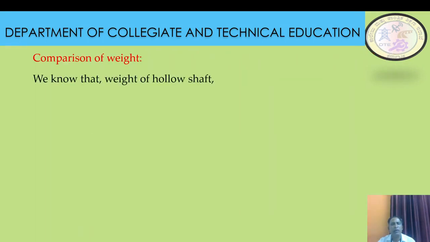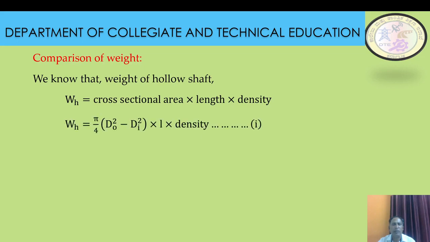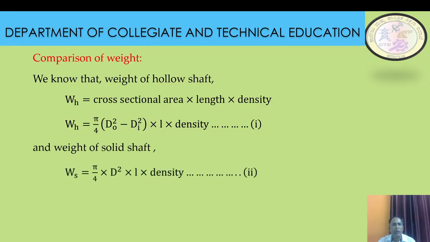Comparison of weight. First we will compare the weight of the hollow shaft with the solid shaft. As we know, the weight of the hollow shaft is weight density into cross section area into length. So the cross section area of a hollow shaft is pi by 4 into (external diameter square minus internal diameter square) into length L into density. Call this equation 1. And the weight of the solid shaft is pi by 4 into d square into L into density, that is, the cross section area of the solid shaft is pi by 4 into d square, and its length is L. Since the length is the same for both shafts and the material is the same, density also remains the same. Call this equation 2.